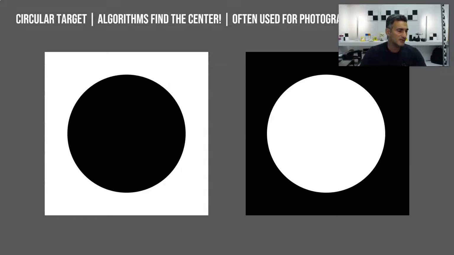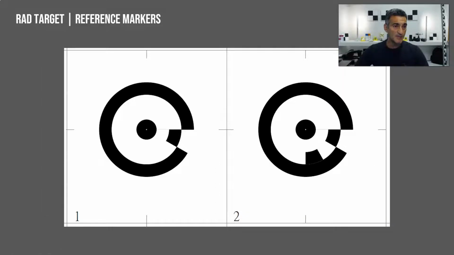You don't see them as often anymore, although they are still quite useful for photogrammetry. But when we look at software programs like PhotoModeler, we now have what are called rad targets. I'm going to bring up my notes here because I've got some interesting things that I don't want to miss. This rad target is more robust than just a simple coded target, with these little bits there.